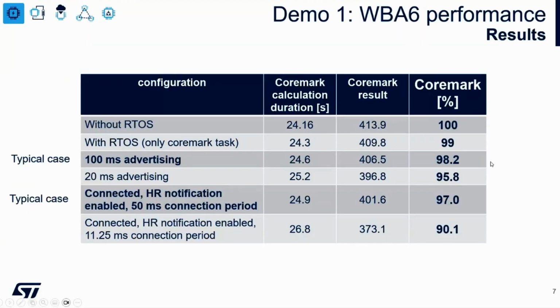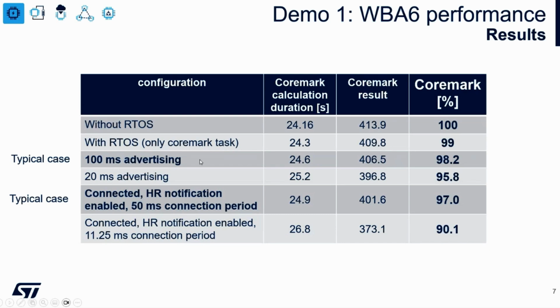So here I have summarized for you the results which I am able to observe on my side. Without any RTOS overhead, I get the CoreMark result of 413.9. Just by adding the RTOS, so some FreeRTOS overhead, I decrease by 1%.